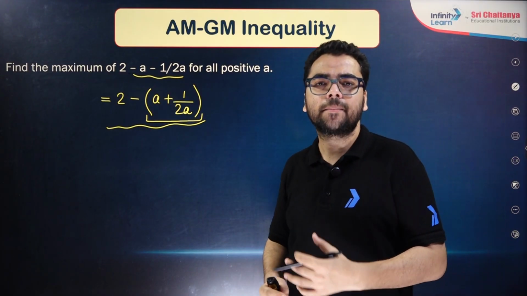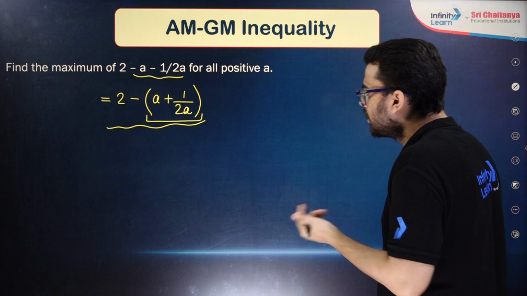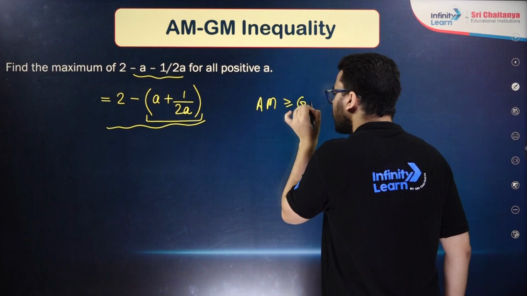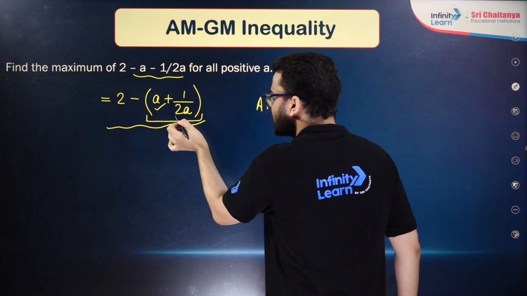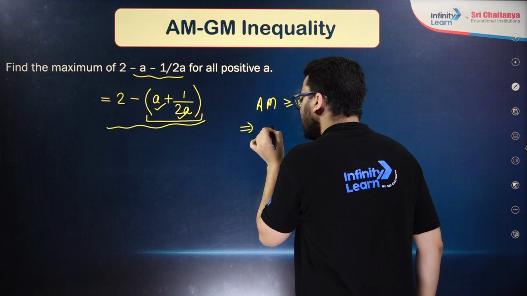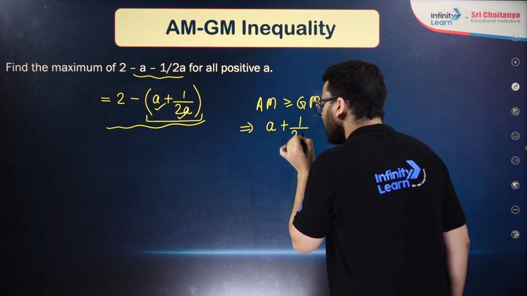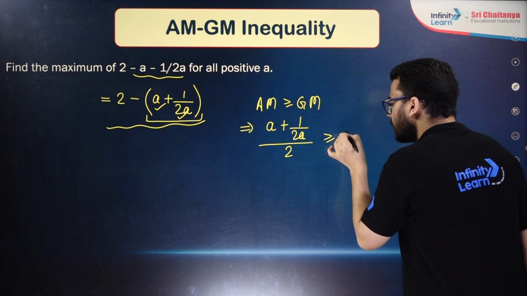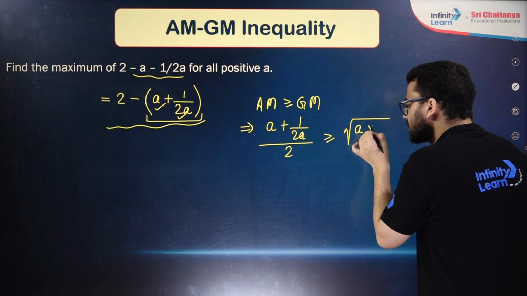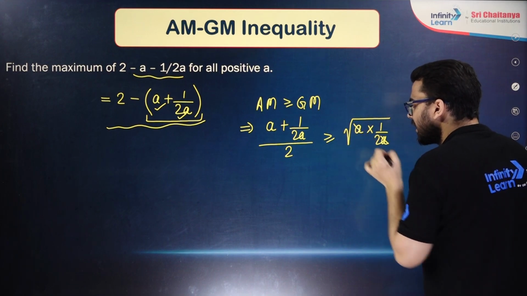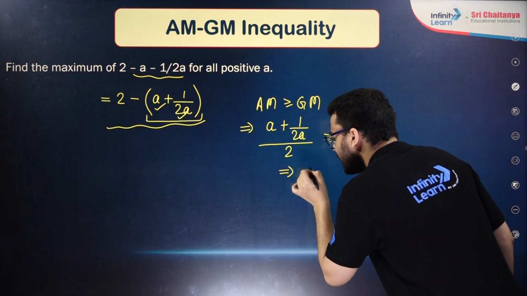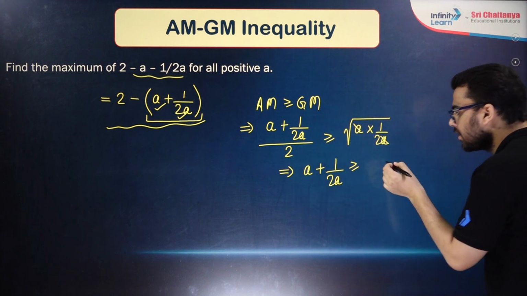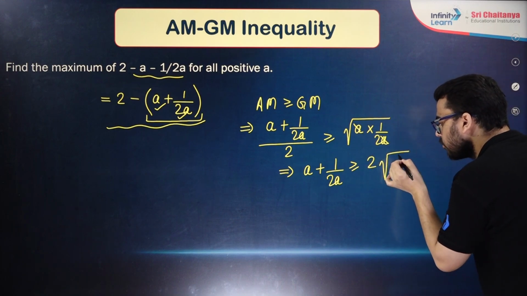Now how will you find the minimum value of A plus 1 by 2A? So you can use AM greater than or equal to GM property. You see this, AM is greater than or equal to GM. So arithmetic mean of this and this, it will be what, guys? It is A plus 1 by 2A upon 2. And that is greater than or equal to the geometric mean of A and 1 by 2A will be this. So you see, this will be cancelled out. So from here, can't we say that A plus 1 by 2A is greater than or equal to, this will go on the other hand side, 2 times the square root of 1 by 2.